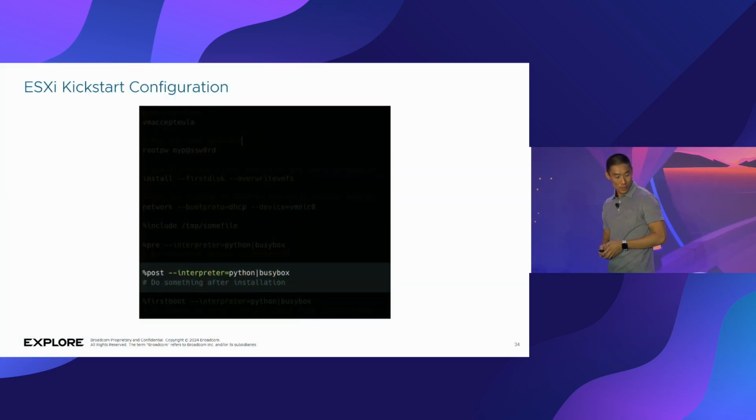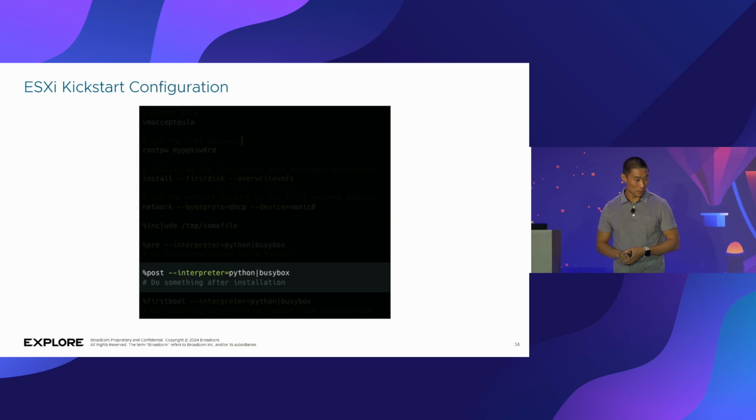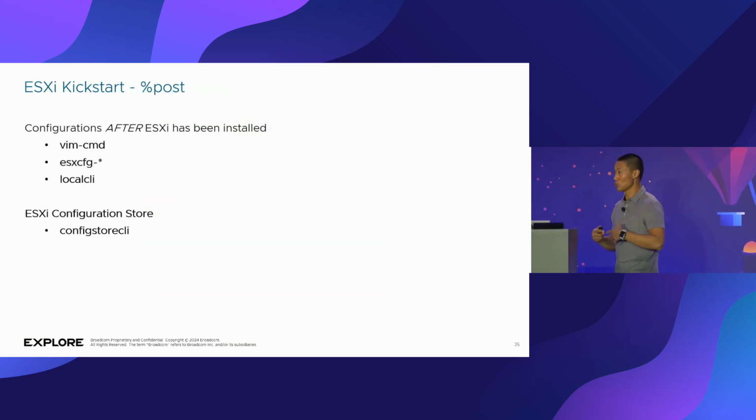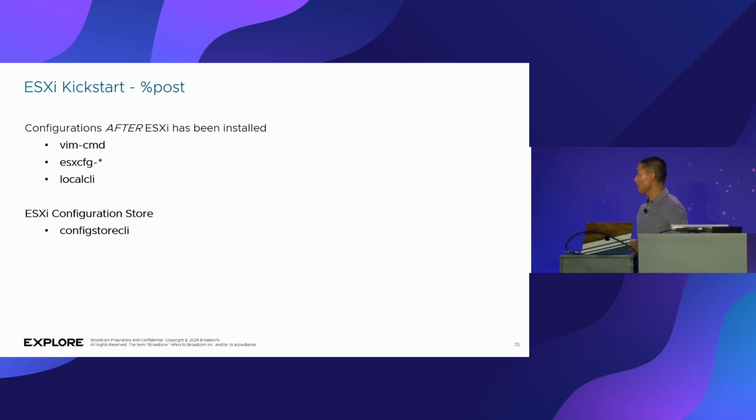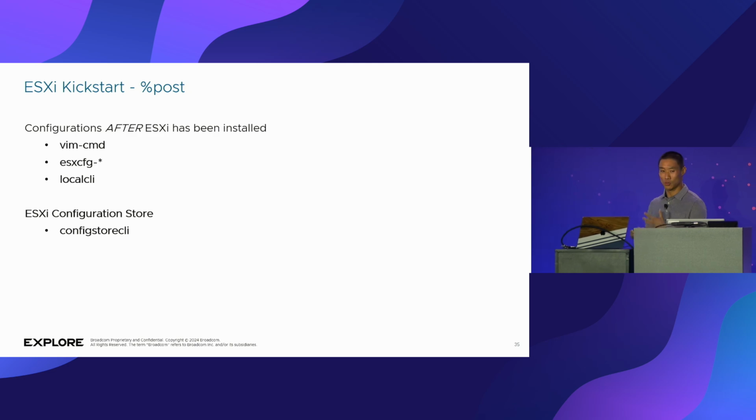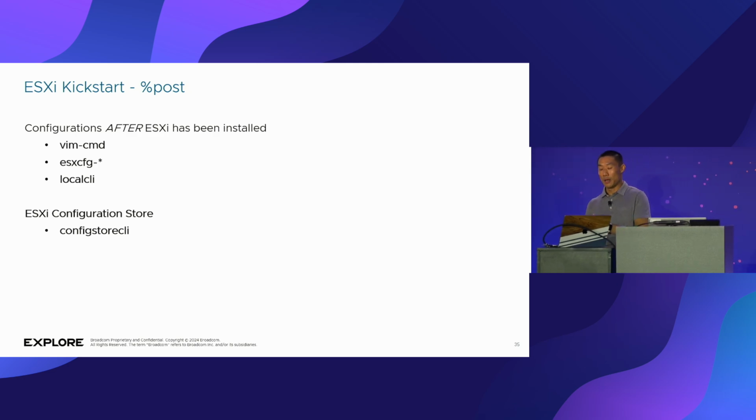Okay, so now we're going to take a look at the post section of the Kickstart. And again, this is something that you're doing after the deployment. These are all the different things that you can do afterwards, and some of the things that you might want to look at are things like vim-cmd, esxcfg, and the local CLI. These are all the different utilities that you would typically use to augment your ESXi host.